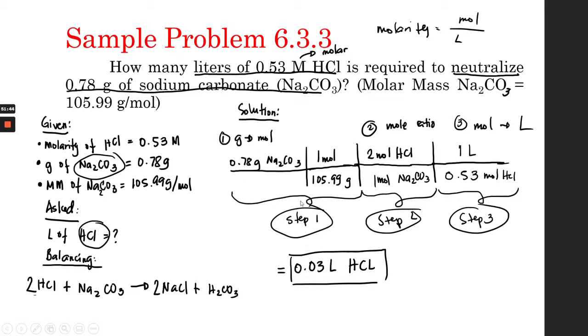So just remember for stoichiometry, you need to balance your equation. Step 1 is changing grams to moles. Step 2 is using the mole ratio you got from balancing the equation. And step 3, after you got the moles of the substance you're looking for, is changing it to grams or volume. If you're changing it to grams, you use molar mass. If you're changing it to volume, use molarity. Okay, I hope this is a little clear.